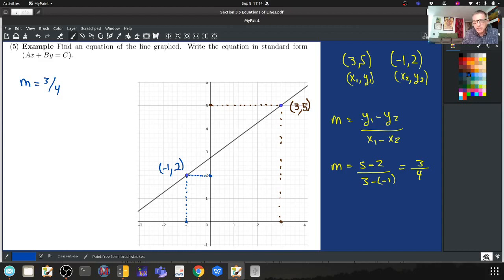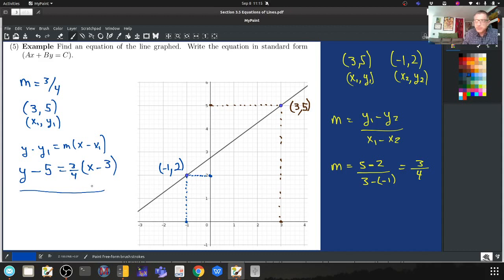So now I can choose either one of my points. I'm going to choose my point here to be 3, 5. Now that's my x1, my y1. So again, I use y minus y1 is equal to m times x minus x1. The next step is just plug and chug. Y minus, what is my y1 value? It's 5. What is my slope? My slope is 3/4. And my x is a variable, and what is my x1? 3. And we're done. That's it. That is an equation of that particular line.